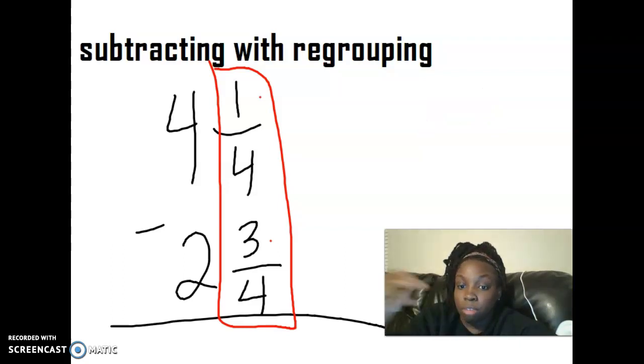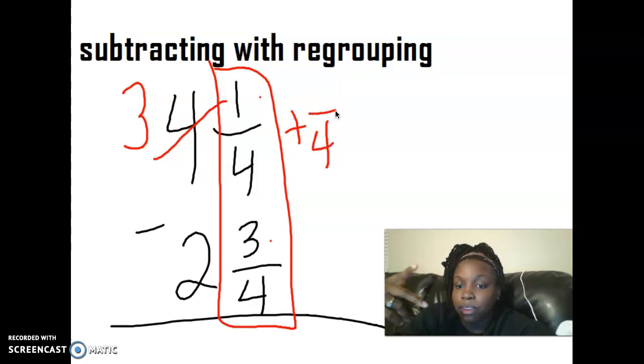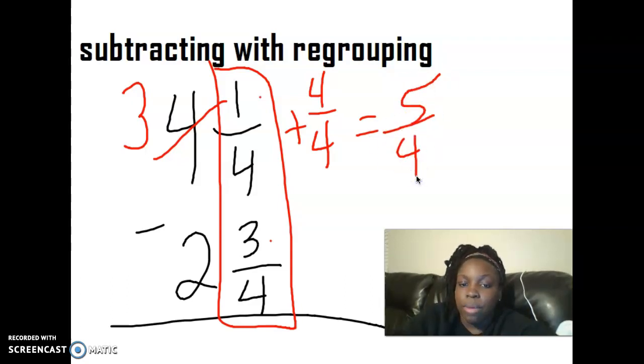So we have to go next door and borrow a whole. So we're going to borrow from the 4, make it a 3, and we're going to add a whole back. So a whole as a fraction. The denominator is 4. So what's a whole? Just like our previous one, 4. 4 fourths is a whole. So we have to add this first. What is 1/4 plus 4 fourths? Good, 5 fourths. So now we have 5 fourths minus 3 fourths.